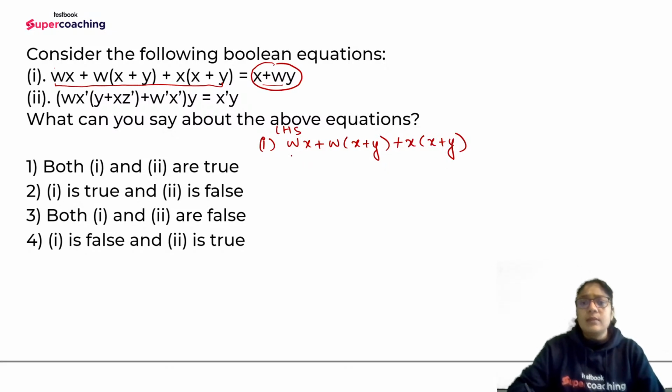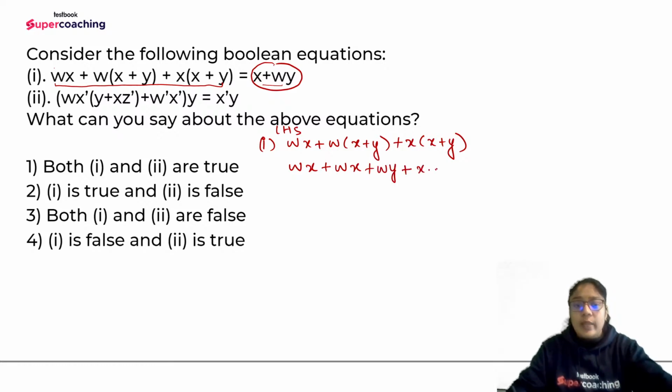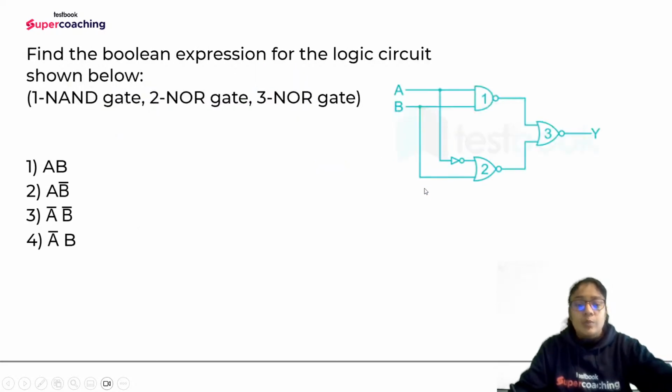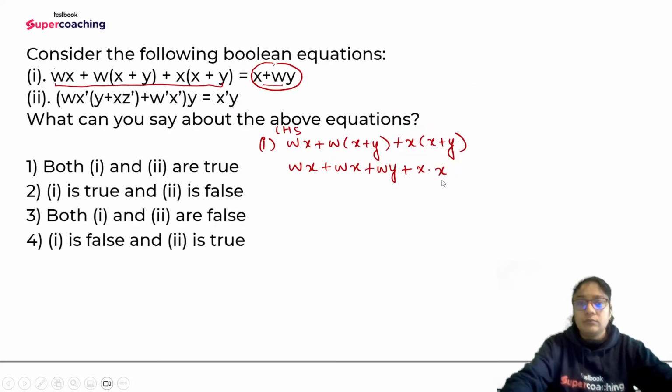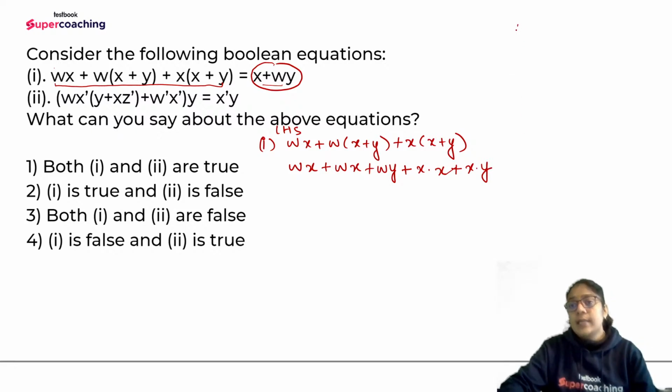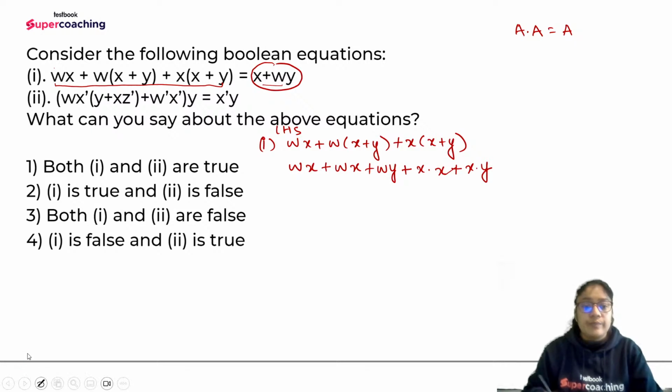So let's open the brackets. So this comes out to be wx. Apply the distributive property. This comes out to be wx plus wy plus x into x plus, oops, I'm so sorry, plus x into y. Now we know that a and a, if the value of a is 0, 0 and 0 is 0, 1 and 1 is 1, so this is equal to a.